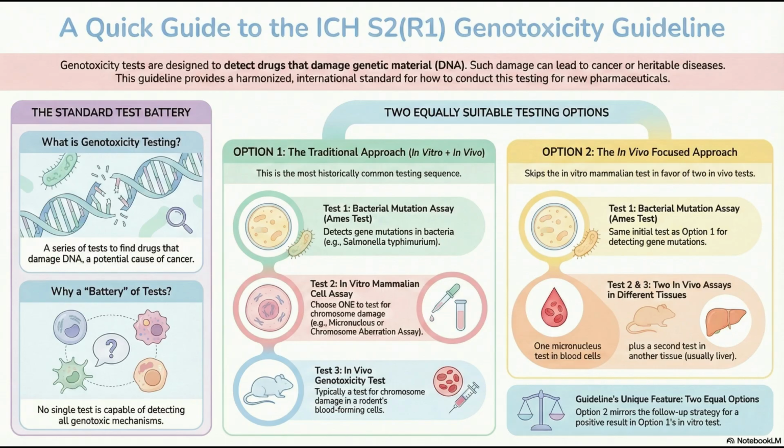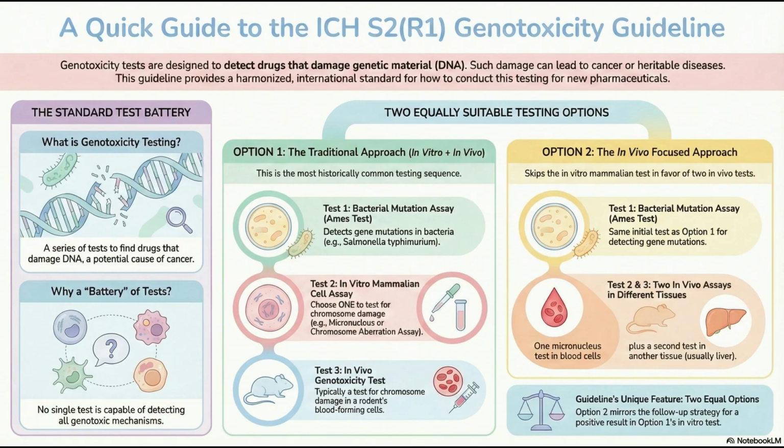Second, the standard battery requires 3 tests and offers 2 equally suitable options. Remember the mnemonic. Option 1 is heavy on in vitro testing. Option 2 is heavy on in vivo testing, always including a second in vivo assay in a metabolic organ like the liver. Third, know the maximum dose limit for mammalian cell assays. The ceiling is that magic millimolar rule. 1 millimolar or 0.5 milligrams per milliliter, whichever is lower.